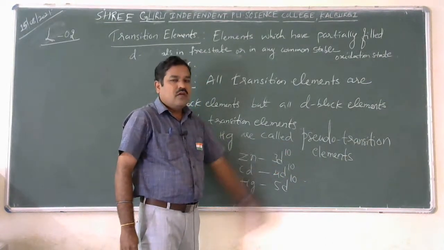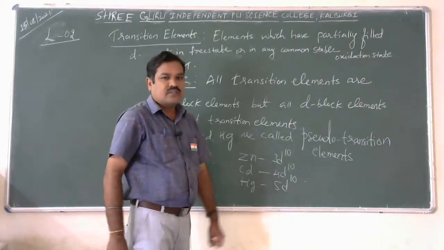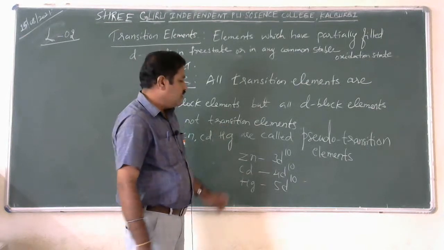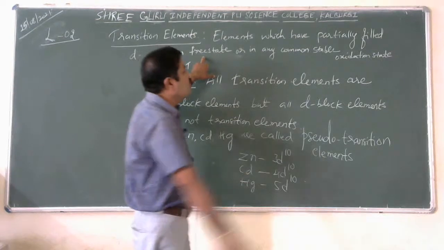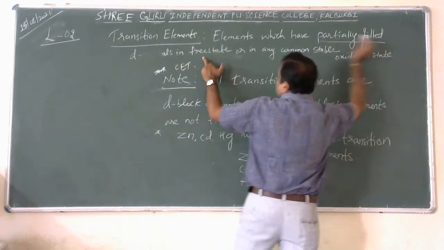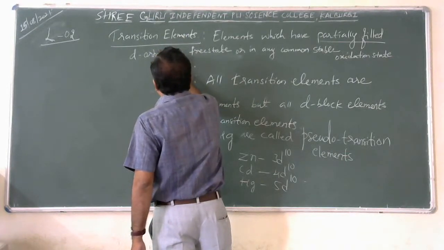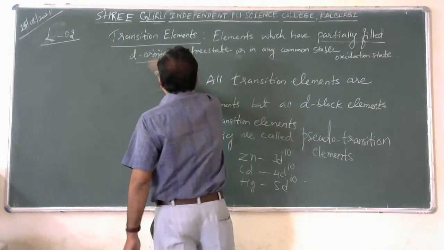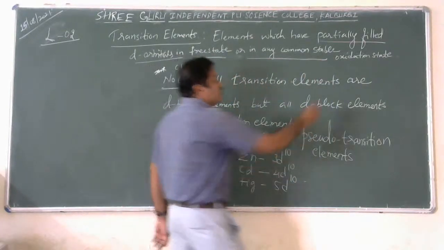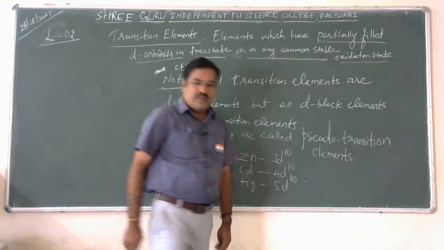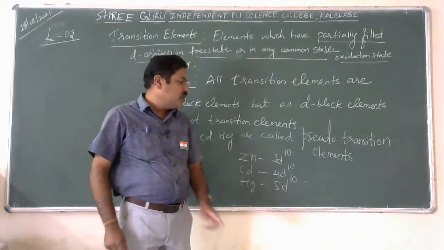Remember, very important for 1 mark. They are called pseudo transition elements. Give the reason: because they have completely filled d orbitals. So what is the definition? What is the character of a transition element? They should have partially filled d orbitals. Very important, students, this point to be noted. Partially filled d orbitals in what? In the free state or in any common stable oxidation state. This is the first beginning information.